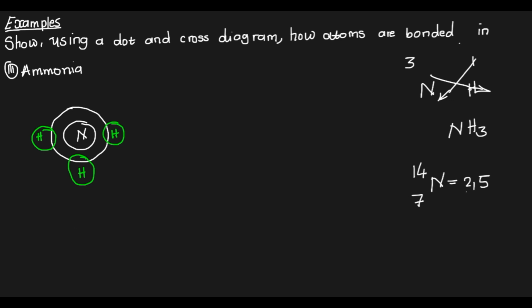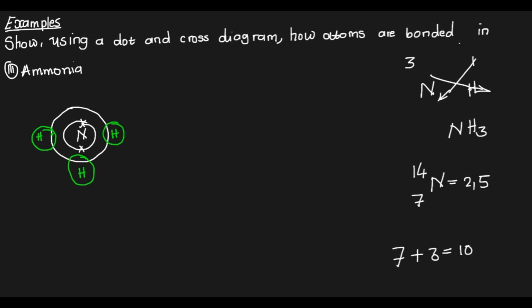So nitrogen has 7 electrons plus the 3 electrons from the 3 hydrogens. So in total we have 10 electrons. The first shell for nitrogen will occupy 2 electrons, where we have now 3. So 10 minus 2, we have 8 remaining.